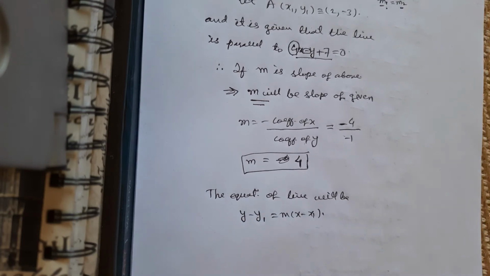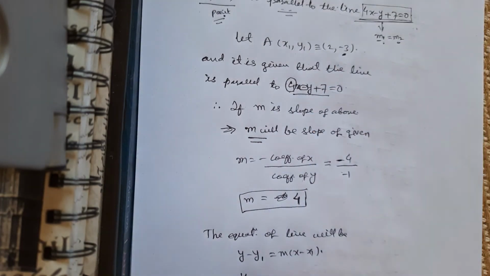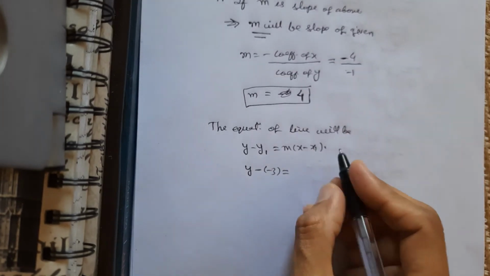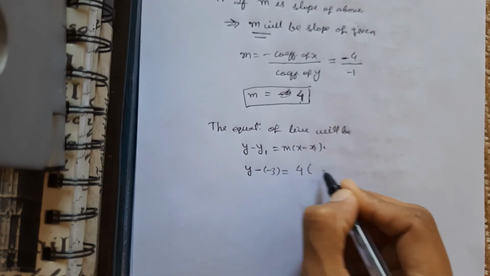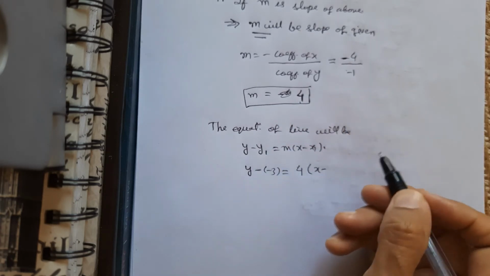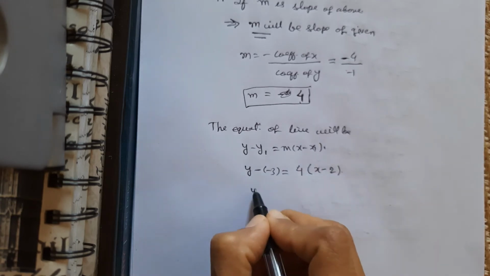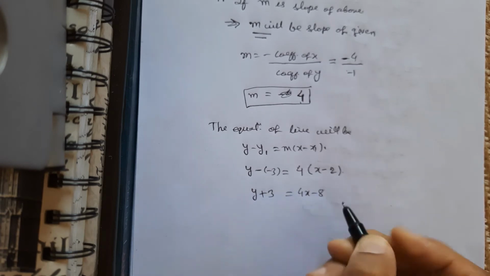Just substitute the values here. So y minus, what will be the y1? y1 is minus 3, equal to m, which is 4. We just calculate m times x minus x1. x1 is given as 2. Okay. So I get y plus 3 equal to 4x minus 8.